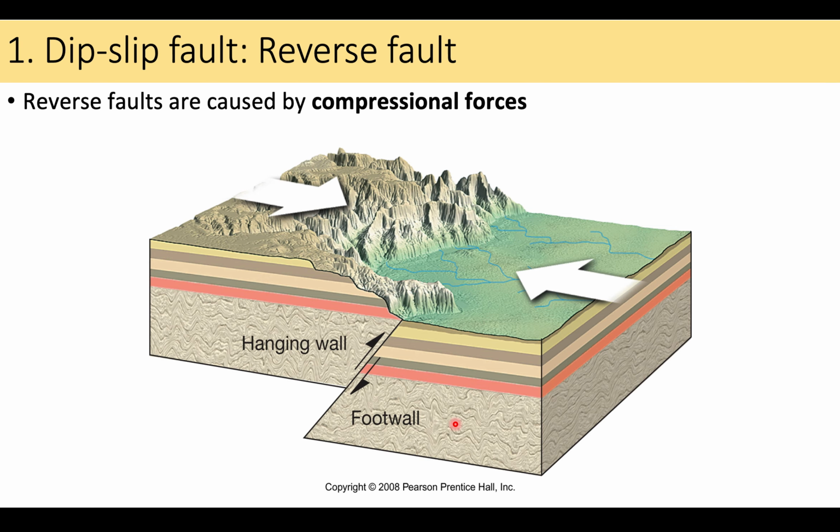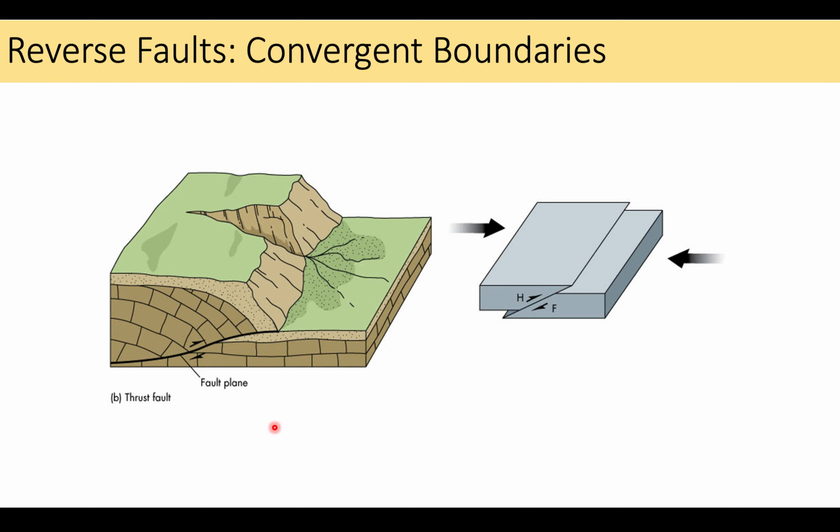You can imagine that if you took these two blocks and tried to push them together, like these arrows show, they would slide up along that diagonal line. So the hanging wall would slide up along this diagonal reverse dip-slip fault. Compression, pushing them together, allows the hanging wall to move up. If you were to pull them apart, the hanging wall would slide down, which would be a normal fault. So this here is our reverse fault caused by compression.